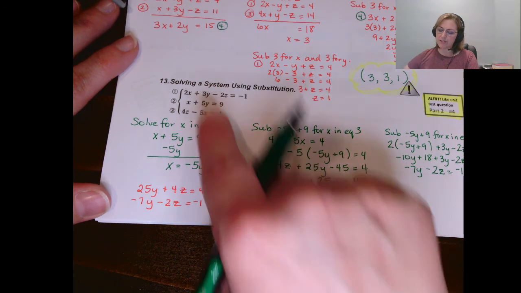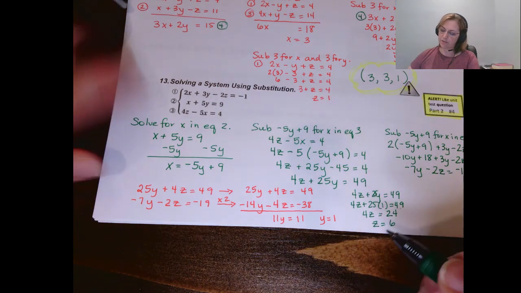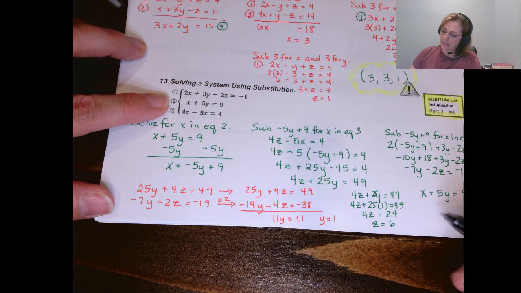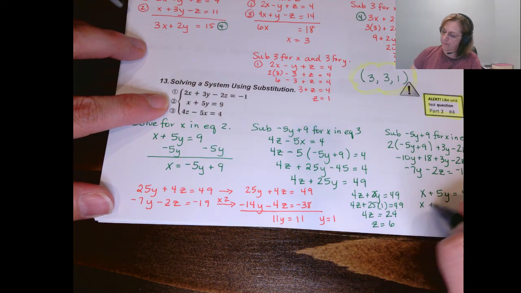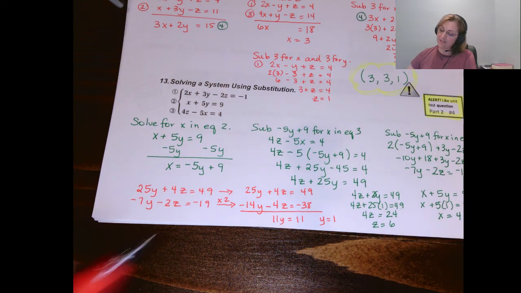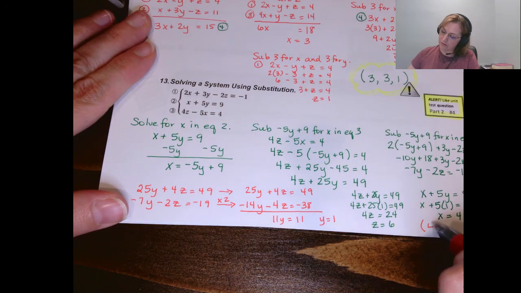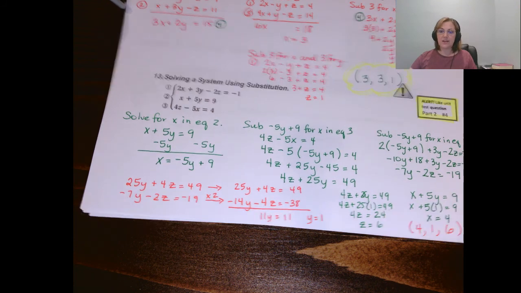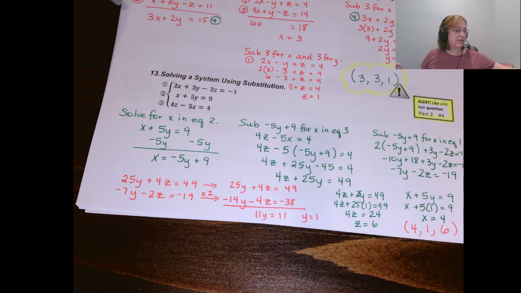Backtrack even one more step, right? We need x still. So I'm going to take equation 2. x plus 5y equals 9. Let's plug in y being 1. And we get that x is 4. So my final answer, remember alphabetical order for this ordered triplet, 4, 1, and then 6 here.